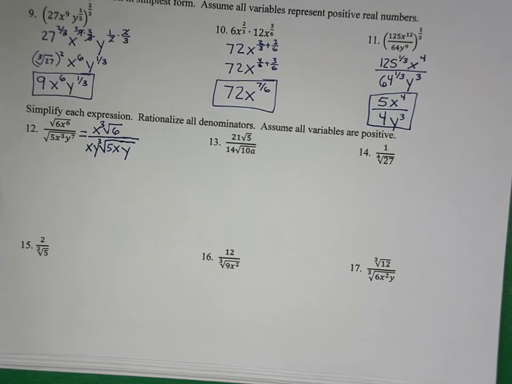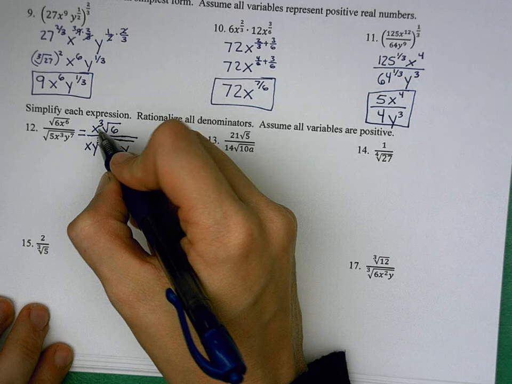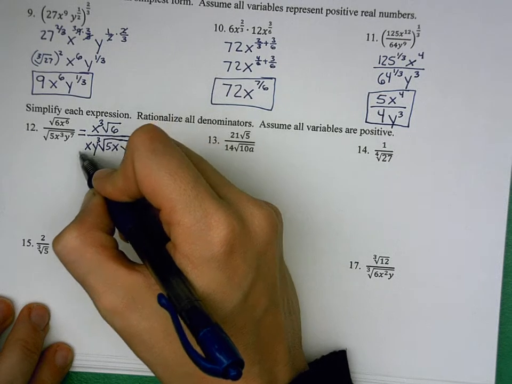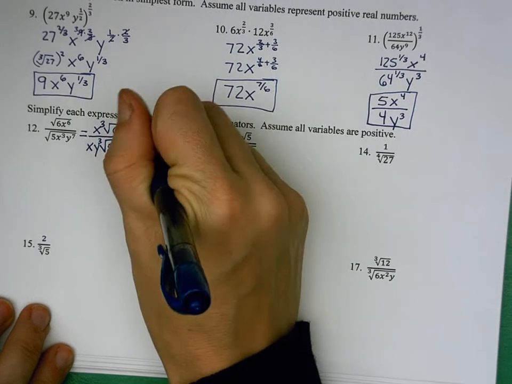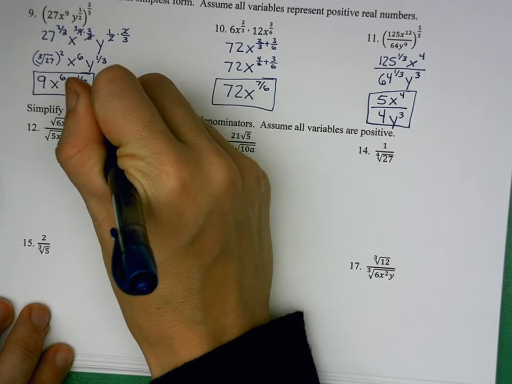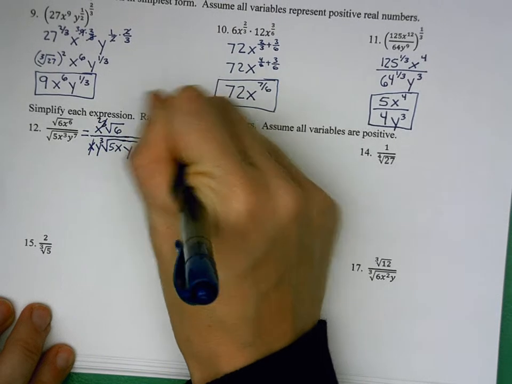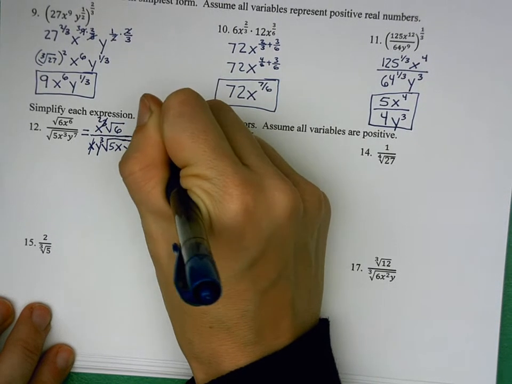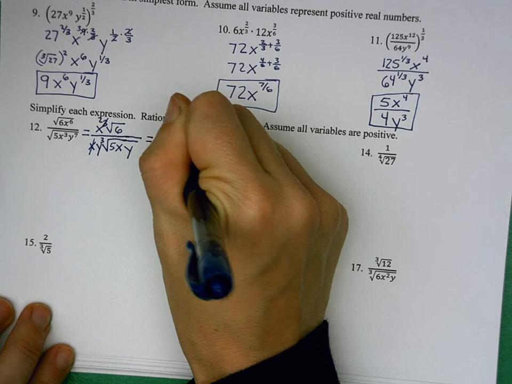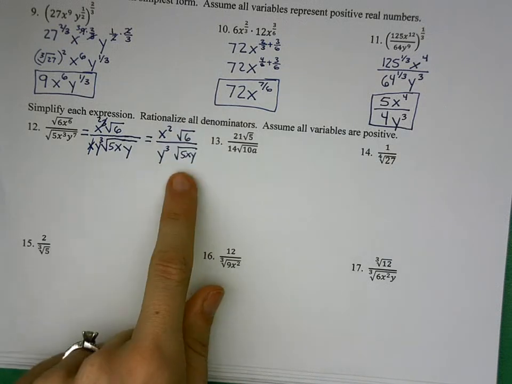Next up, we are going to have to rationalize the denominator. Now, before we do that, I am looking at this and seeing that there's an x cubed and an x in common. So I'm going to go ahead and simplify those real quick. They would cross off, the x would go away, this would reduce by one power. So we'd have x squared times root 6 over y cubed times root 5xy. So, rationalizing the denominator, that means multiplying top and bottom by this radical, by our root 5xy.